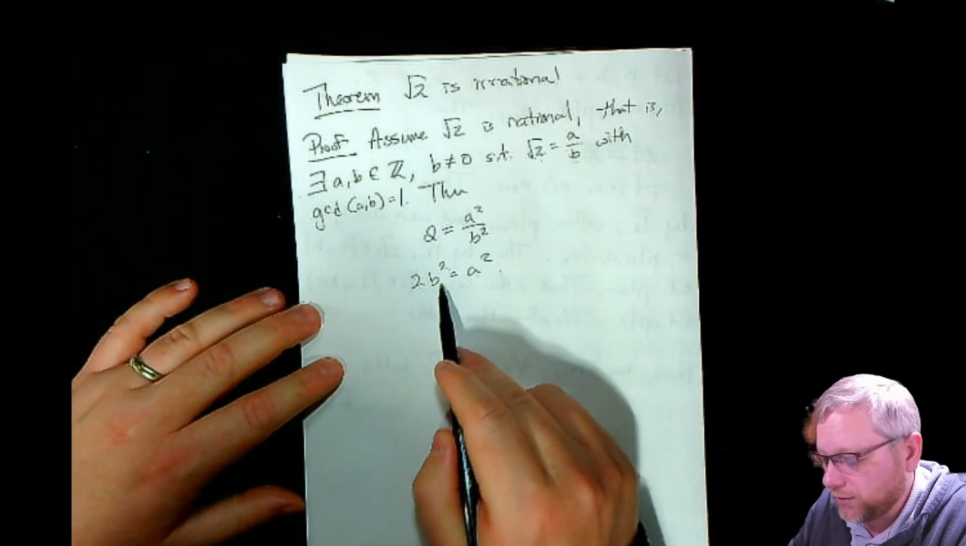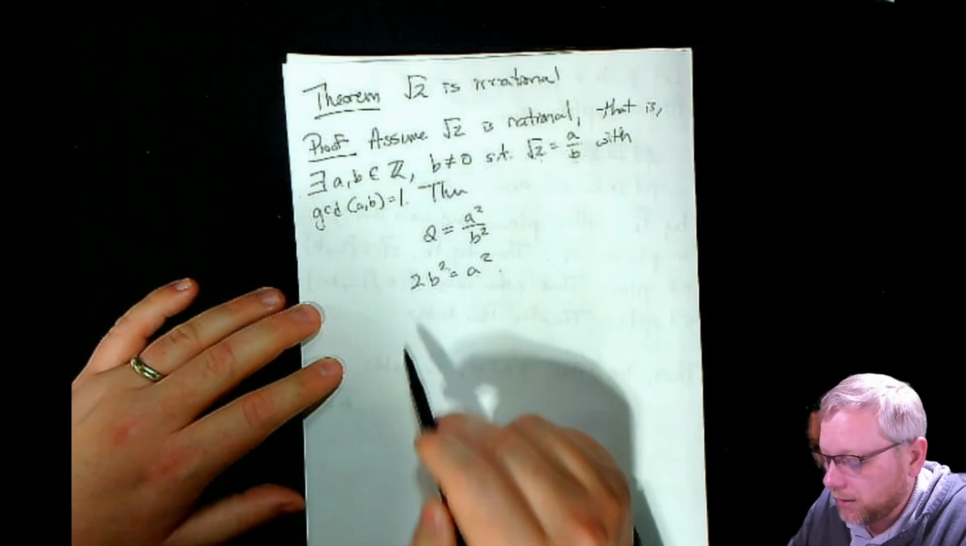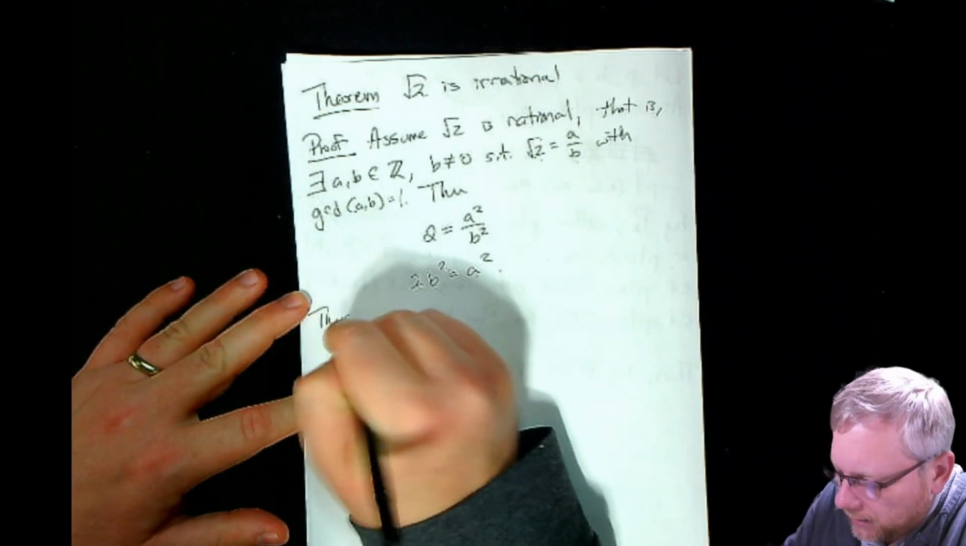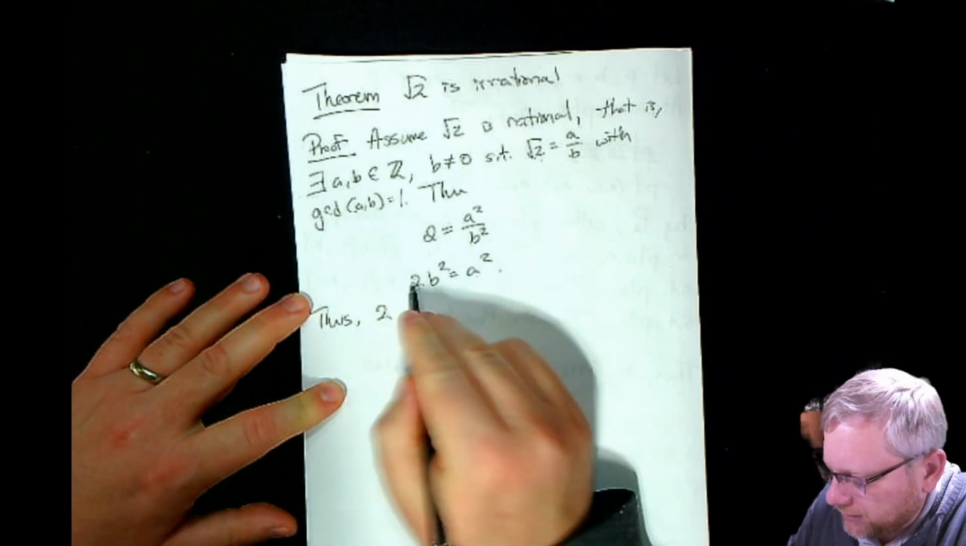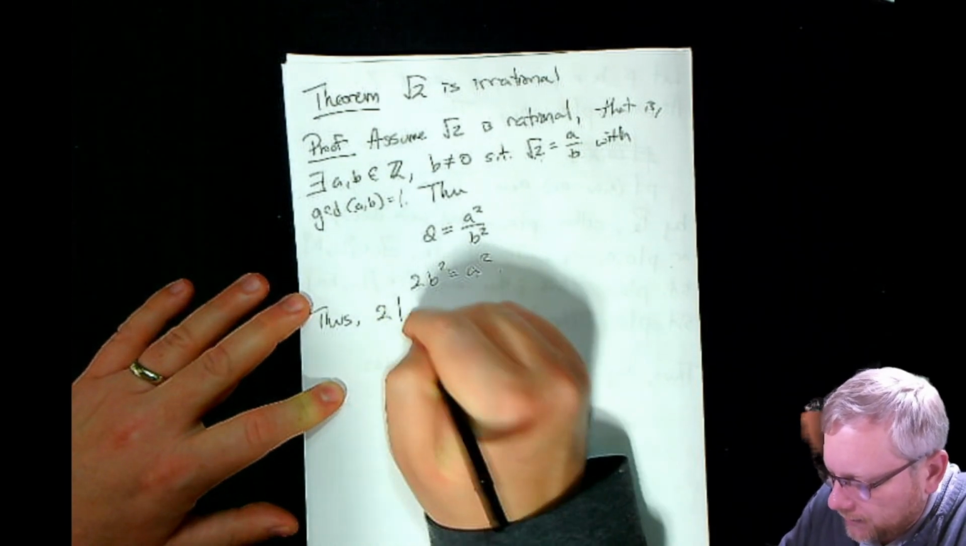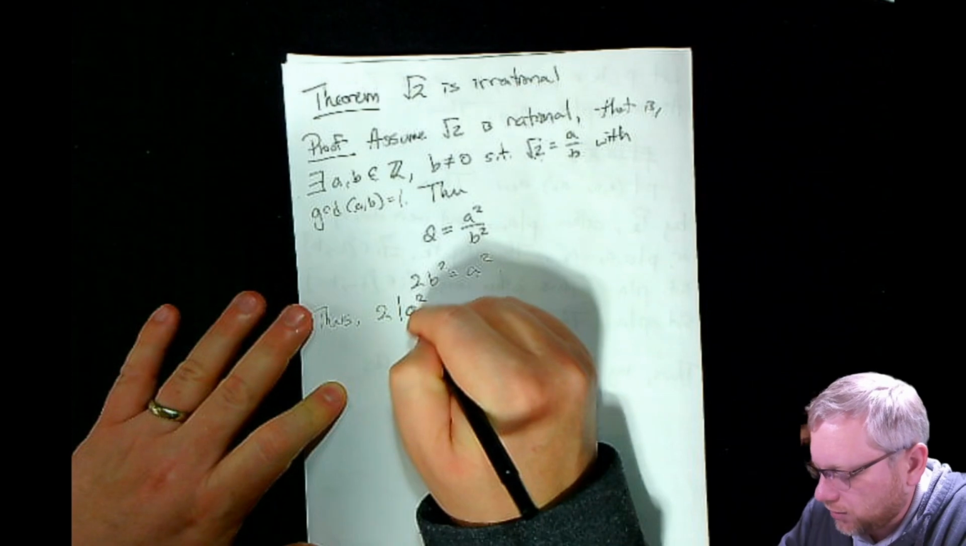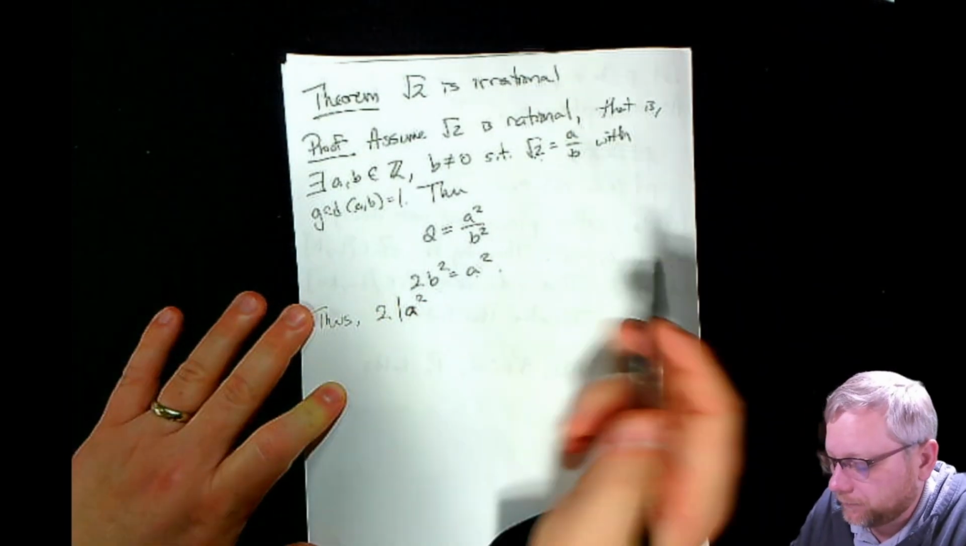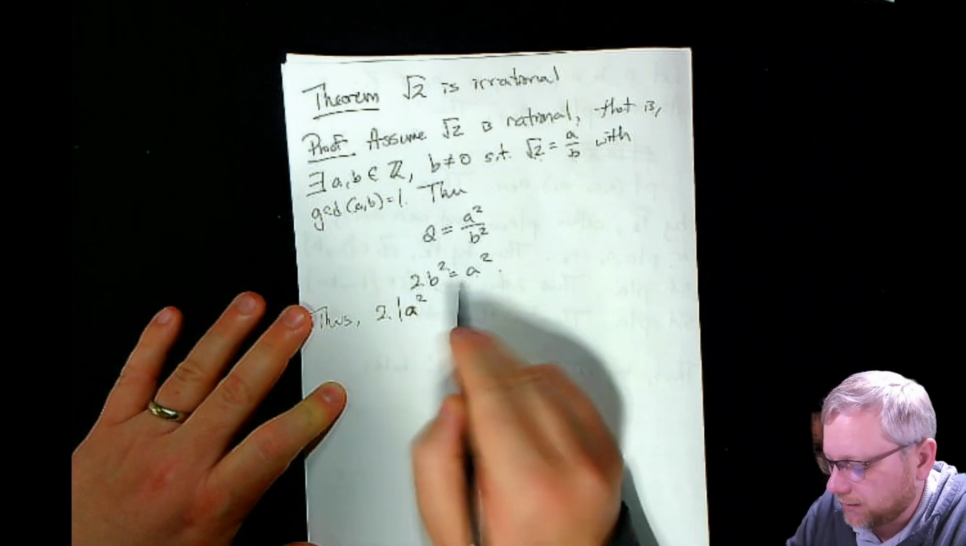Now b is an integer, so b squared is certainly an integer. So I have 2 times an integer equals a squared. Thus, 2 times an integer equals a squared, thus 2 divides a squared. Right? That's the definition of what it means for something to divide a squared. There is an integer here, so that 2 times that integer is equal to a squared.